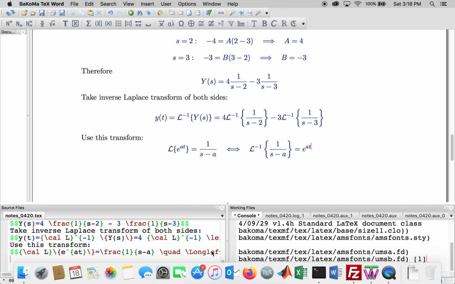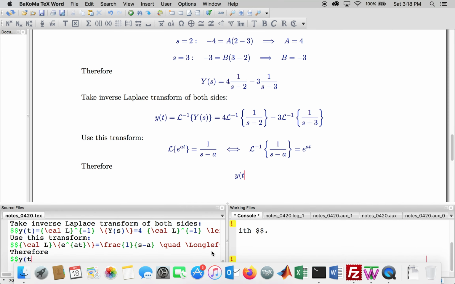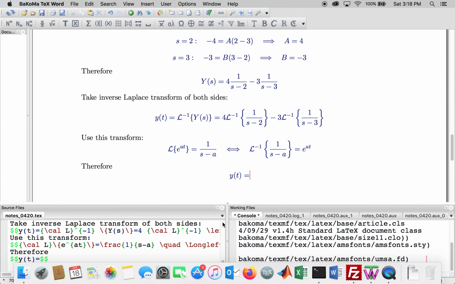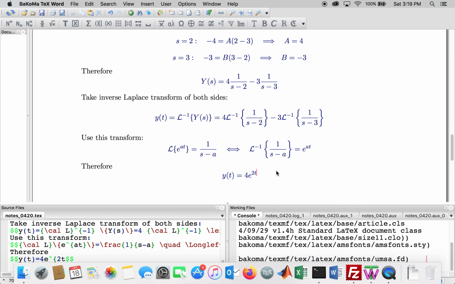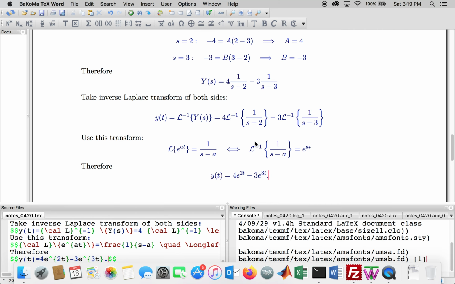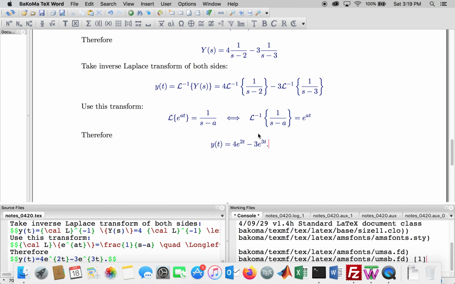So what we have is y of t would be equal to 4 times this inverse transform with a equal to 2, so that would give e to the 2t, and then minus 3 times the inverse transform of 1 over s minus 3. So it's this inverse transform with a equal to 3, so that'd be e to the 3t. And then we're done.